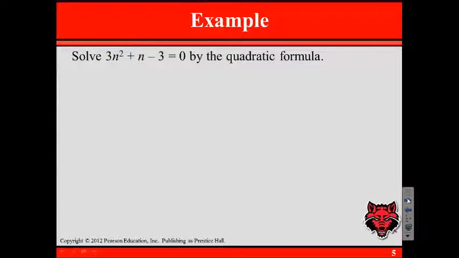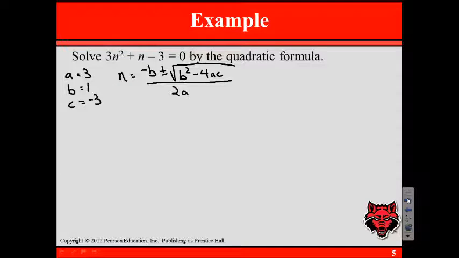First, we find our a, b, and c value. A is the number in front of n squared, 3. B is the value in front of n, 1. And c is the constant, negative 3. Once we find a, b, and c, we write the quadratic formula. N equals negative b plus or minus the square root of b squared minus 4ac, all divided by 2a.